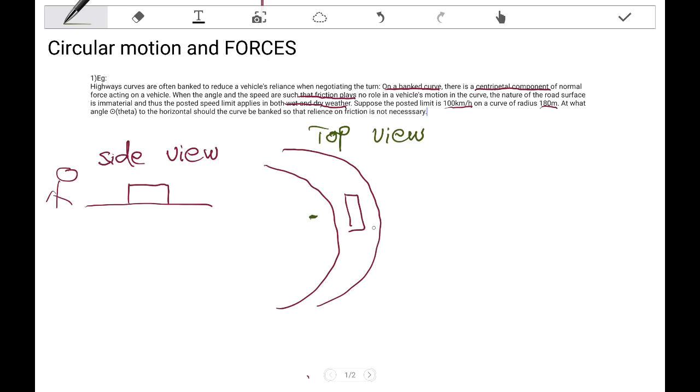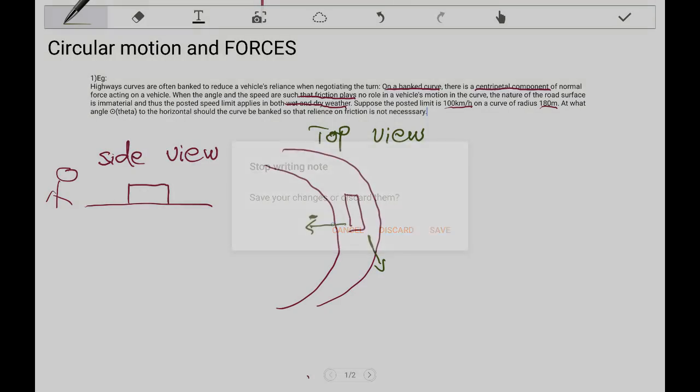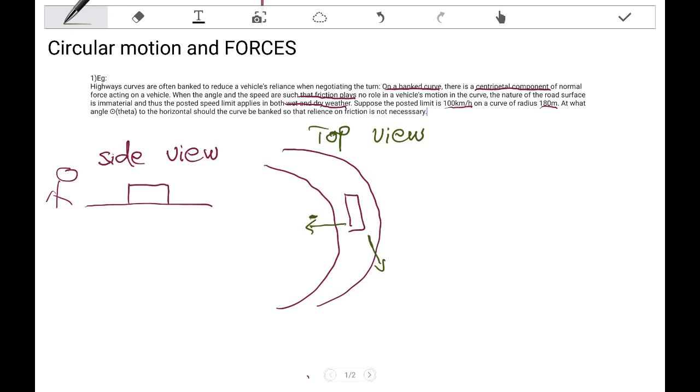So what makes the car not slip off the road is the frictional force. That means the frictional force is pulling this car to the other side. That's why the acceleration is going to point to the other side. If the acceleration is going to point in this direction, that means we are going to have a centripetal acceleration. But on a side view, you can't see that centripetal acceleration. So it's what makes the car turn.